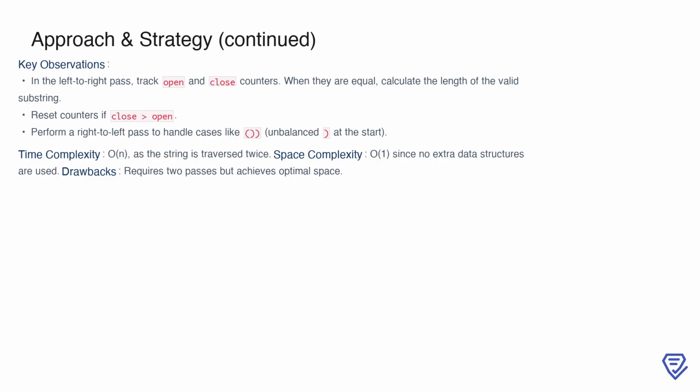In the left to right pass, we increment counters for open and closed parentheses. Whenever the counts are equal, we calculate the length of the valid substring. If the count of closing parentheses exceeds the count of opening ones, we reset the counters. This ensures that we handle cases where the string becomes invalid midway.